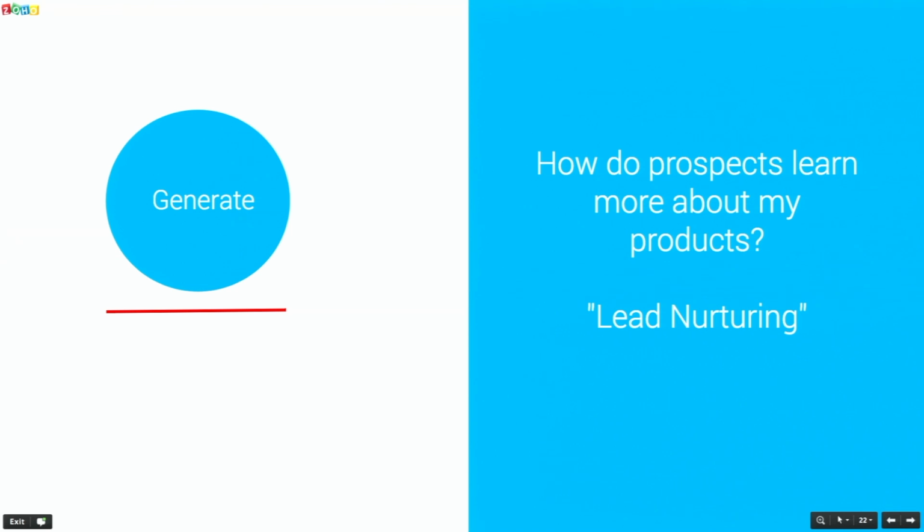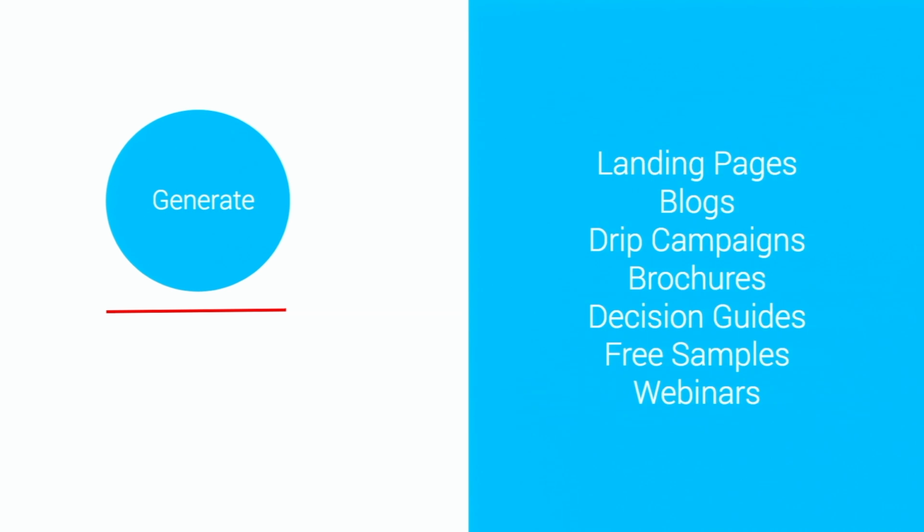All right. The next thing, now I have my lead in the system, is I need to do some lead nurturing. And lead nurturing is just providing some education so that people learn more about your product. So it could be a webinar, it could be a brochure, could be a blog, decision guides, free samples, whatever you want to use to give more information to that customer. So we have our CRM webinars every week.